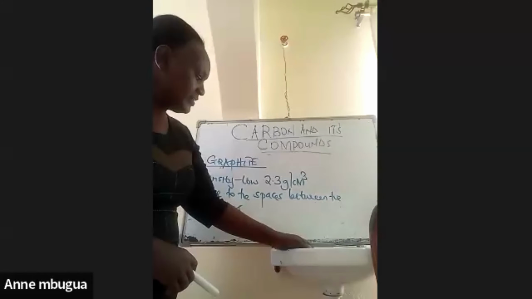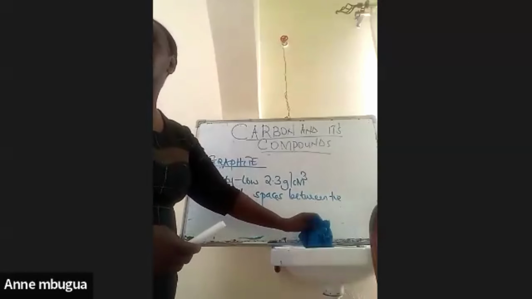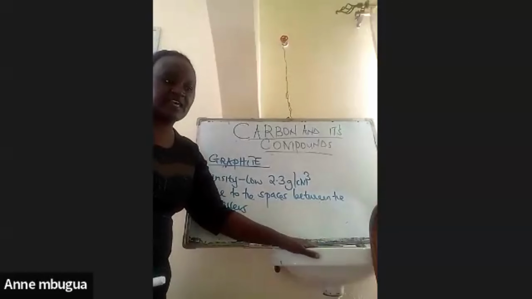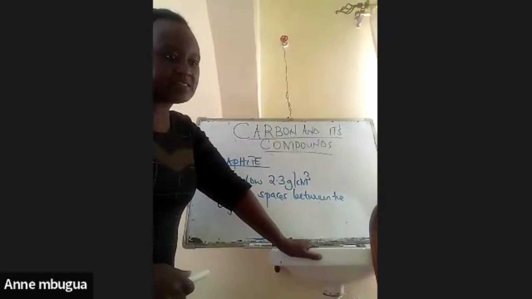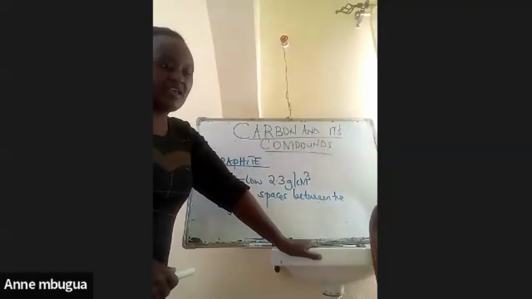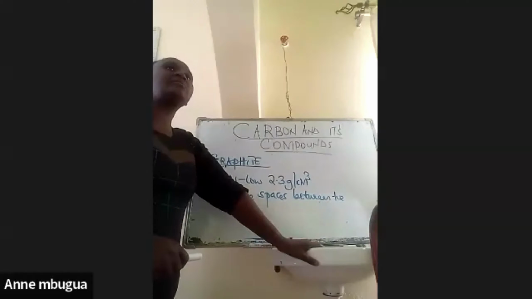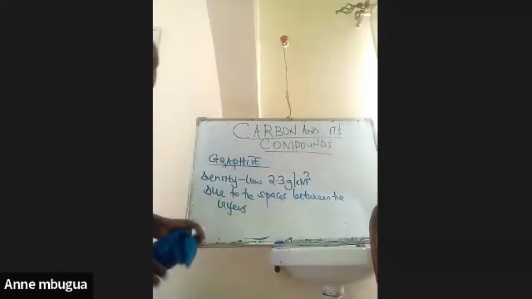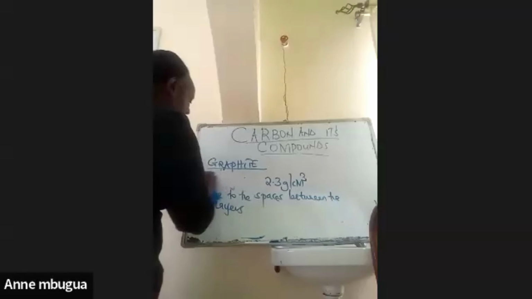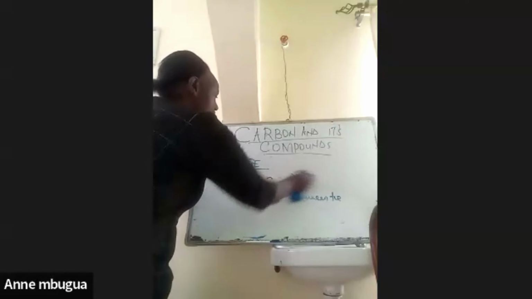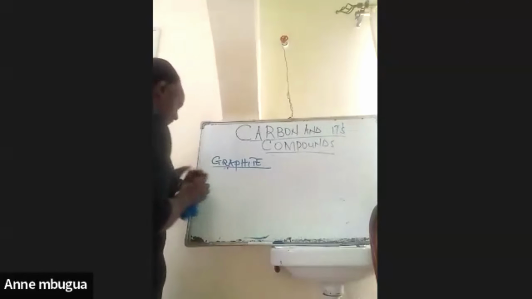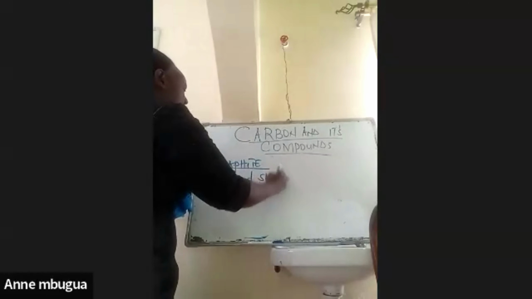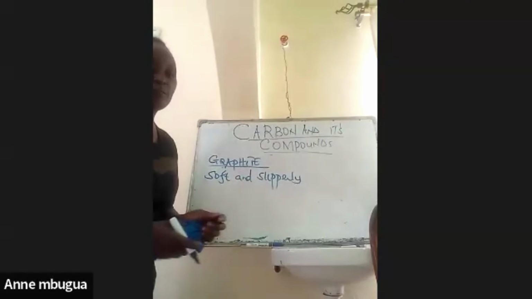The other property of the graphite that I'm going to discuss is the softness and the slippery nature of the graphite. Graphite is soft and slippery.